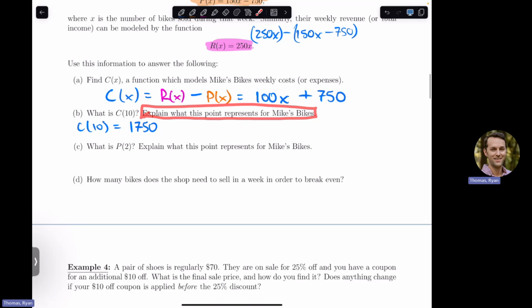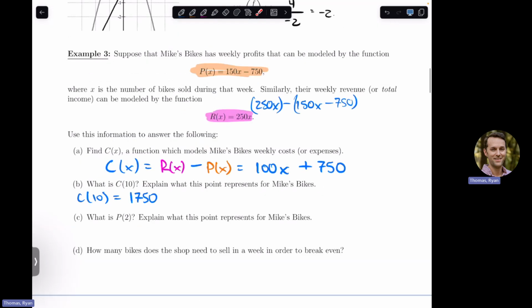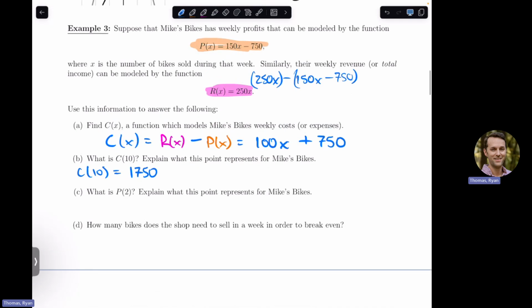So anytime I ask you to explain what a point represents, what I'm looking for is you to tell me what these two numbers mean, right? This is an ordered pair on a graph, if you want to think about it that way. It's an x and a y that go together. But we've got a context for what these things mean set up by the problem. So explaining what it represents is, give me a sentence that has those two pieces of information and how they relate to one another. So explain what this point represents for Mike's bikes.